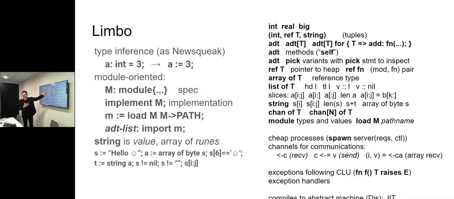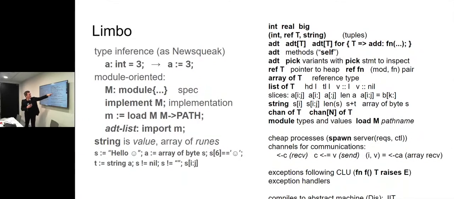There are pointers, but they're controlled, unlike, say, C or C++. It's more like Pascal, where it's always a pointer to the heap. And you can have a pointer to a function, which binds a function module instance together, so you can invoke functions indirectly. There are arrays. Arrays are unusual because they're reference types rather than values, so the type doesn't include the size. If you're familiar with Go, they're very similar to Go slices.